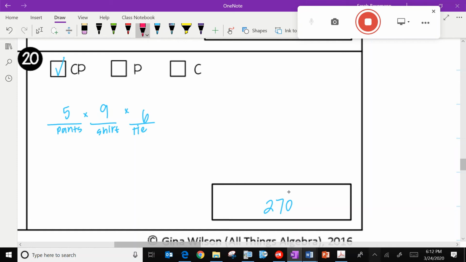Or you could do this as a combination problem. There are 5 and we want to choose 1 pair of pants. For shirts, there are 9 options and we want to choose 1. For ties, there are 6 options and we want to choose 1. If we plug that in our calculator, it will also give us the same answer, 270 different outfits that he can make with one pair of pants, one shirt, and one tie.